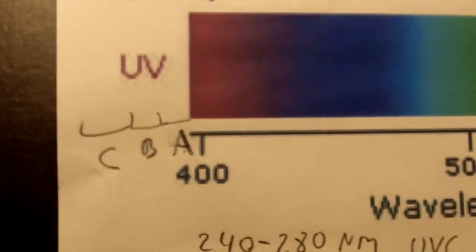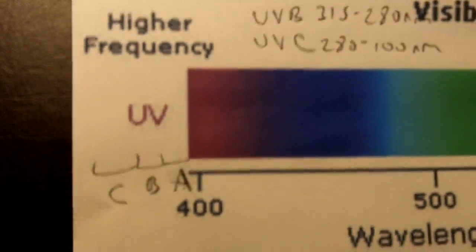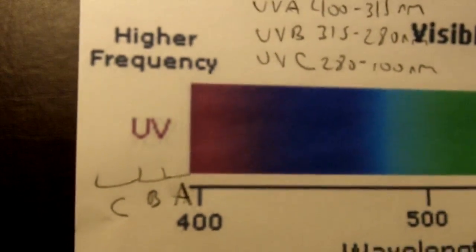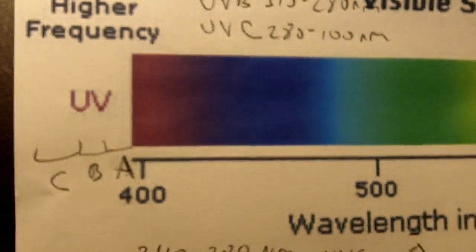UVC is the one that is worst for your skin. It's the one that causes the worst kind of cancer. All UV light is actually bad for you, because the closer it is to that frequency, the worse it is.